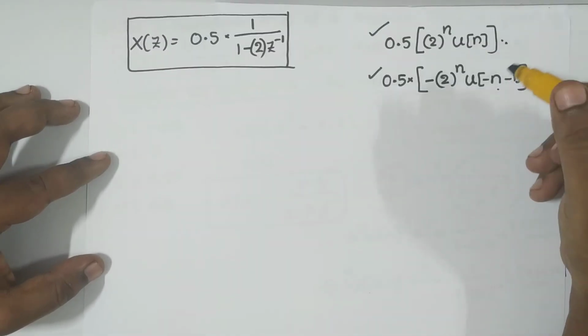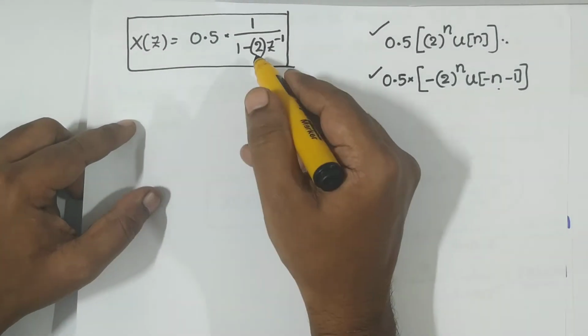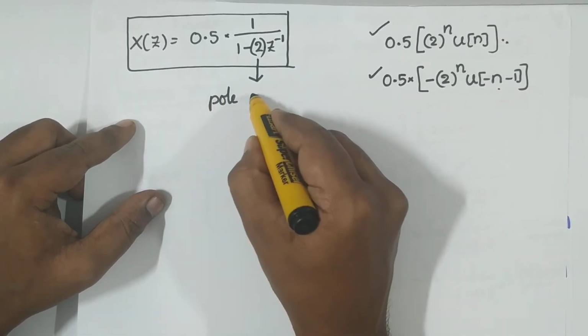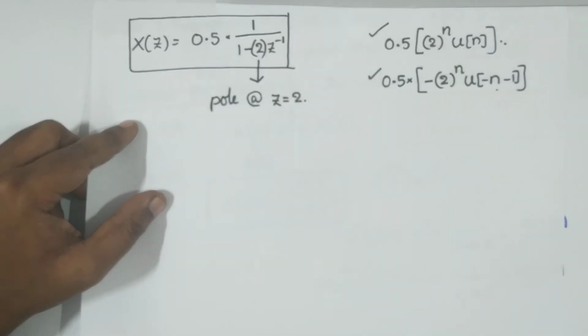Now we have to decide which is the correct option. Now as we have a pole, this indicates that we have a pole at say z equal to 2.